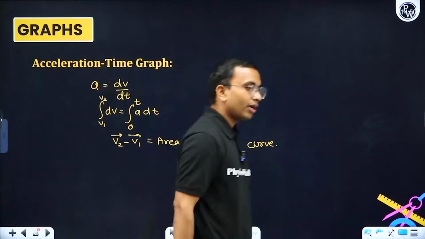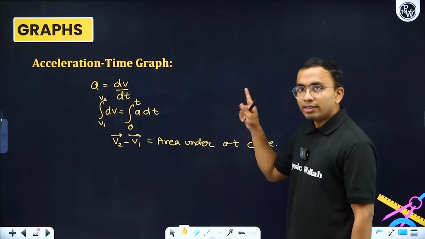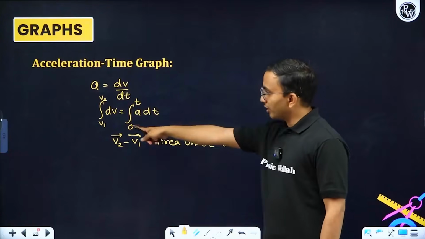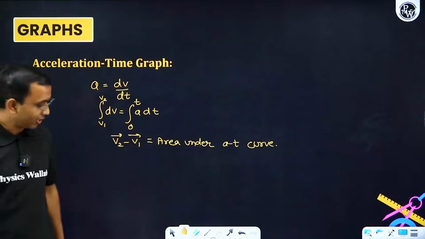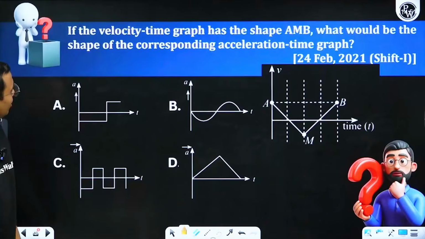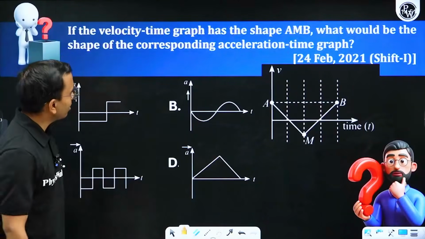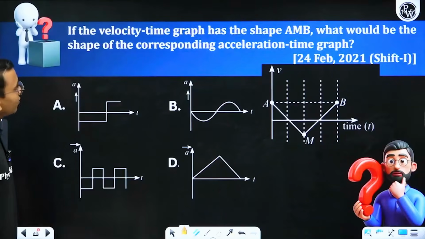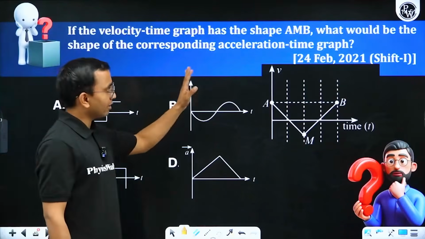Try to understand. Don't say velocity. It gives you the change in velocity. When we are integrating, it is from v1 to v2. It gives you the change in velocity. If the velocity time graph has this shape, what would be the shape of the corresponding acceleration time graph?